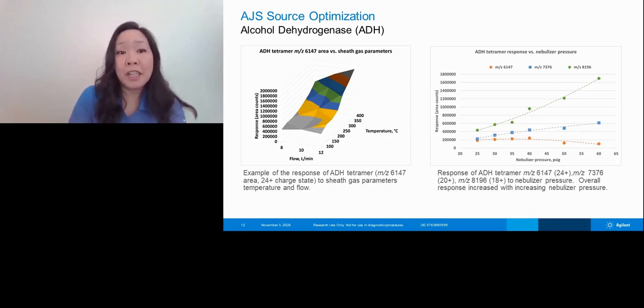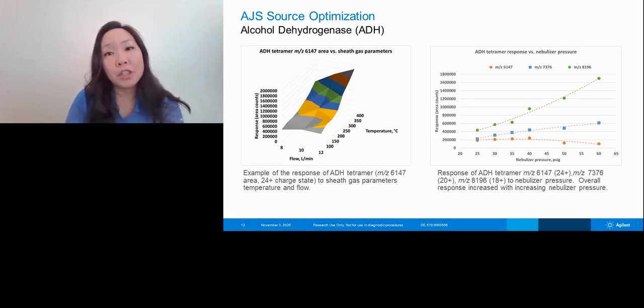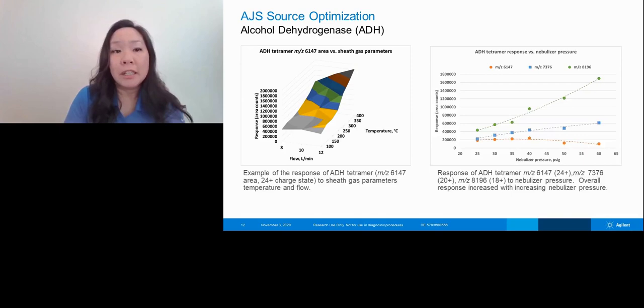And so what you'll see here is just monitoring a single charge state, m/z 6147, the area of that charge state versus the sheath gas. So changing the sheath gas and then the change in the area of that single charge state. So you can see the plot here on the left, which is a 24 plus charge state.